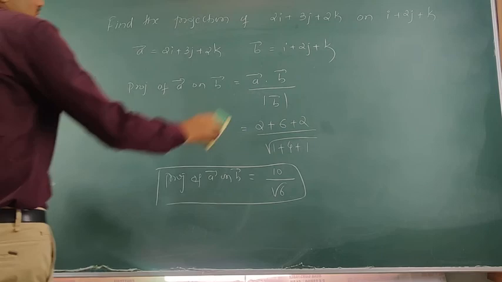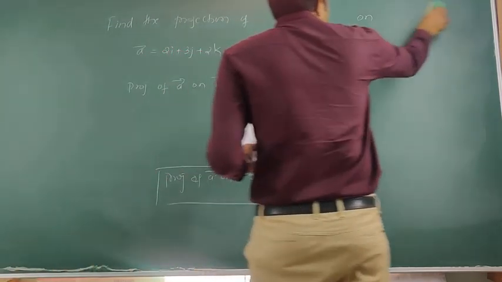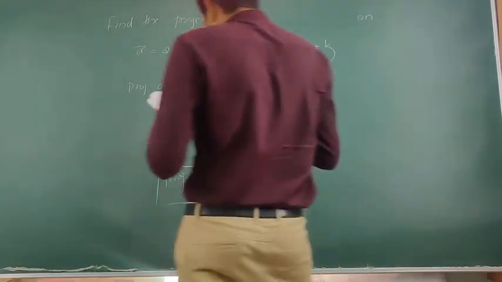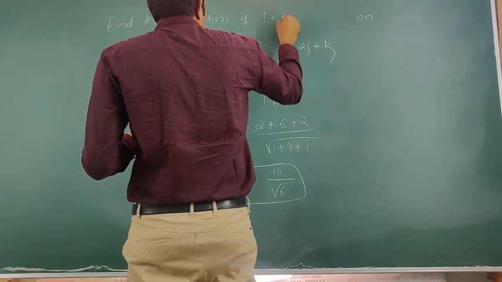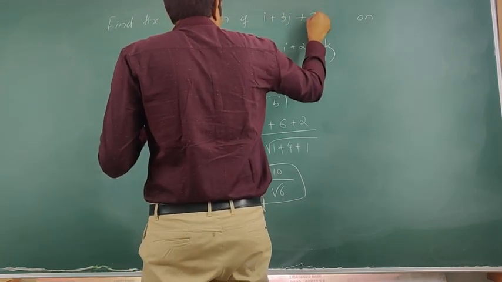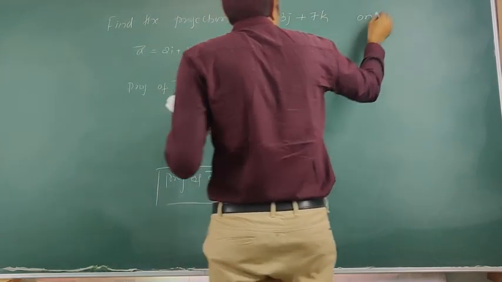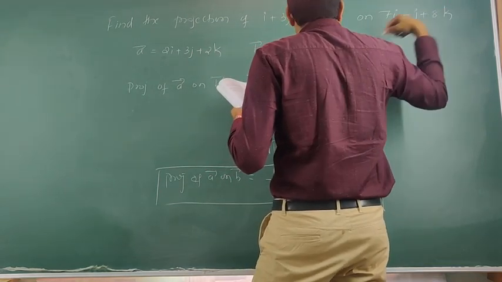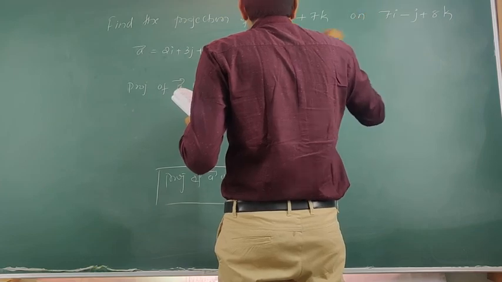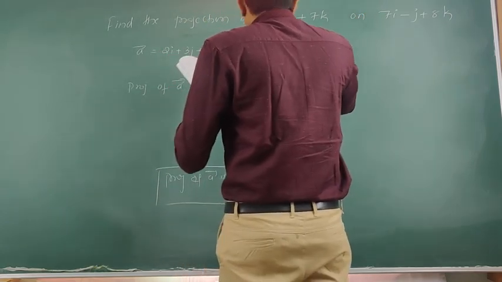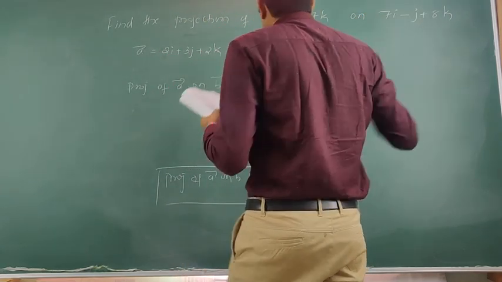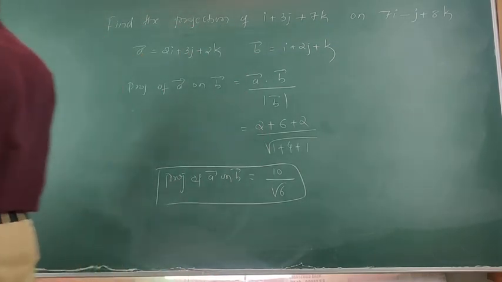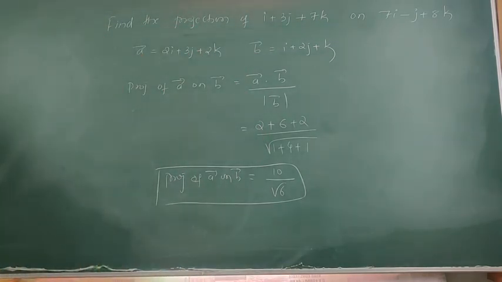After this, solve the next problem: the projection of vector i plus 3j plus 7k on 7i minus j plus 8k. After this problem, solve that problem, friends. Tell me the answer.